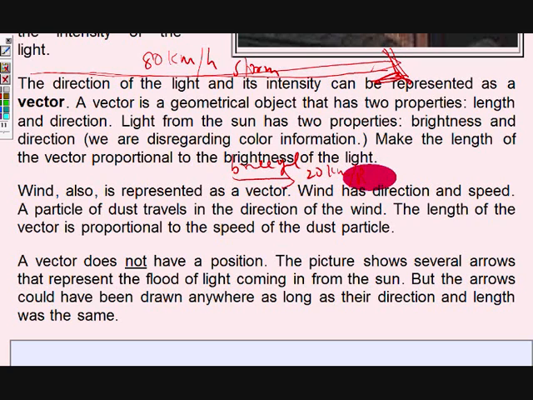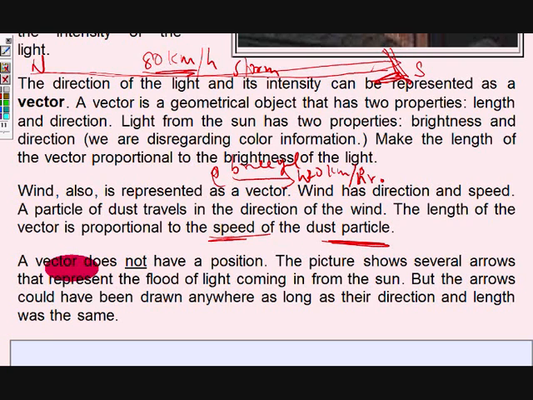Okay, so wind is represented by which direction it is blowing, from north to south, something like that. Okay, east to west. This direction and the length we are representing as some meaning here, right? It depicts the speed and the direction. So with the length we are able to give the proportion of the speed of the dust particle that comes along. A vector does not have a position.